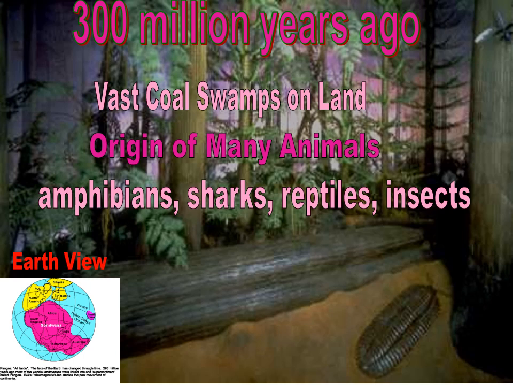300 million years ago, we have forests on land, we have amphibians, reptiles, insects. That pill bug on the bottom was actually around 6 feet long. That's right, a pill bug that's bigger than you are for the most part. You could actually ride on top of these pill bugs. That's how big they were.